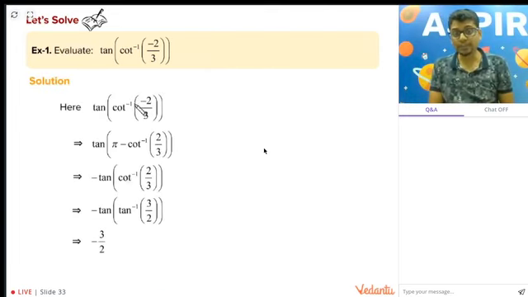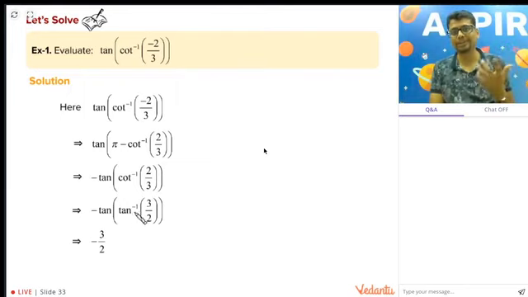Cot inverse minus 2 by 3 is what? Pi minus cot inverse 2 by 3, right? And so tan of pi minus theta is what? Minus tan theta, right? And here you can use that reciprocal thing. Now it has become positive, right? So cot inverse 2 by 3 is what? Tan inverse 3 by 2. So it becomes what? Minus tan of tan inverse 3 by 2, minus 3 by 2.